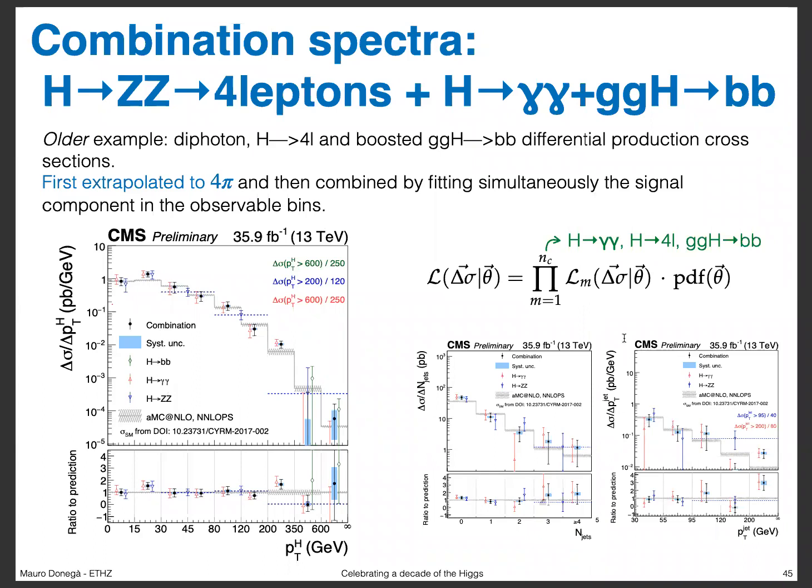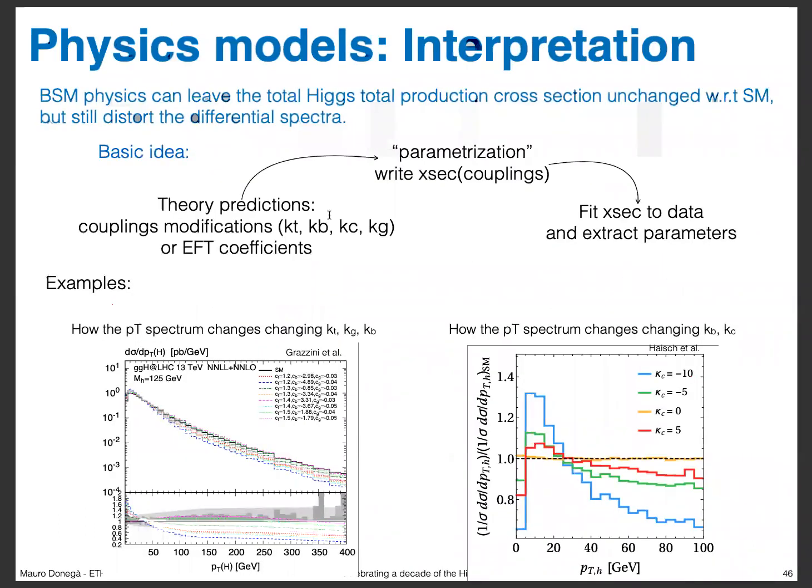But the point here that I wanted to show you is how to use these combined spectra in order to get some interpretation. So we do the same game: we extrapolate to 4 pi, we multiply the likelihoods of the different measurements, and then we take our theory prediction in terms of whatever coupling modifications we have or EFT coefficients, we parameterize the cross section in terms of the couplings, and then we fit to data. And here are two models.